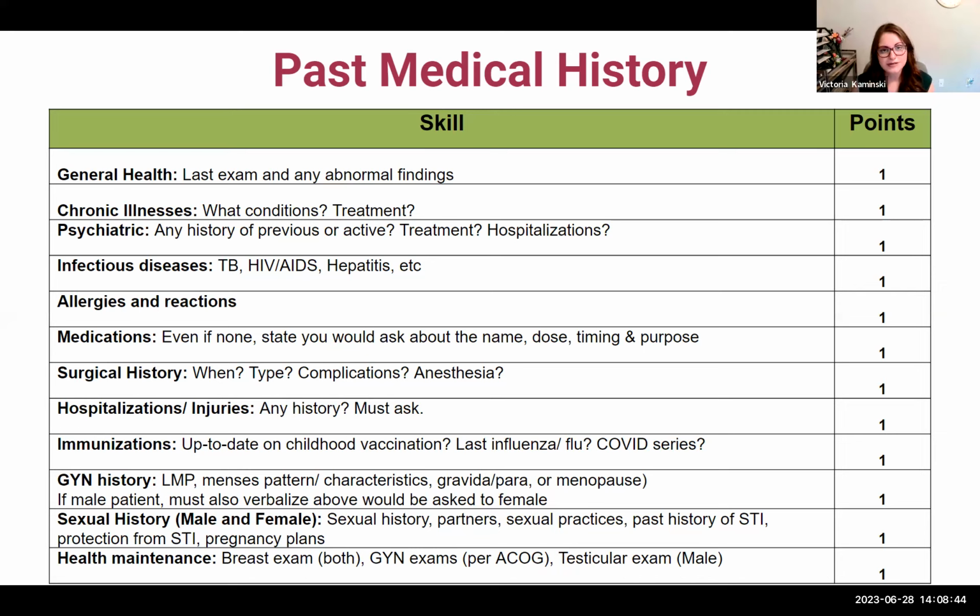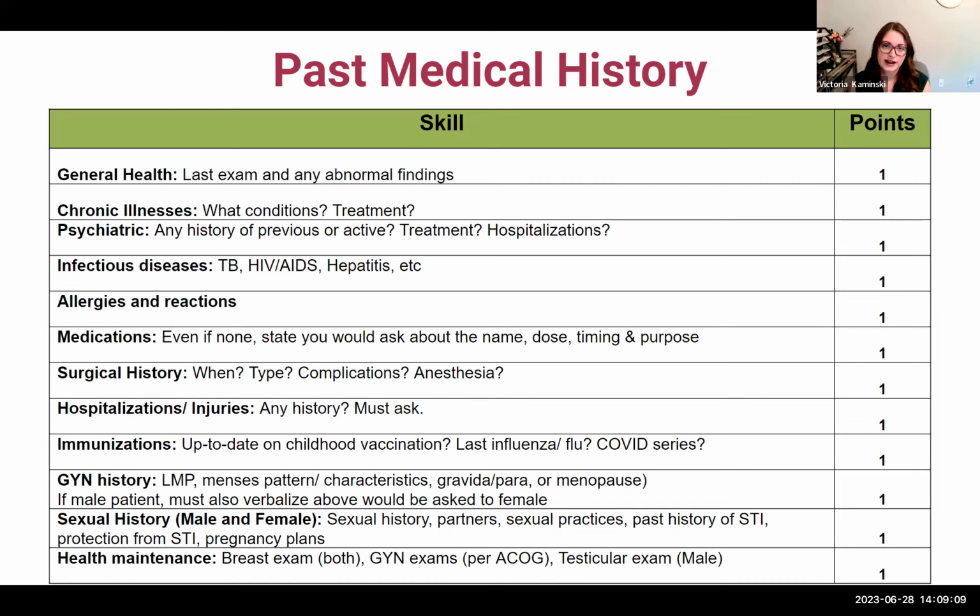Immunizations, asking if they're up to date on their childhood immunizations, their last flu vaccination, as well as their COVID series. Gynecologic history, even if you have a male, you're going to then turn to the camera again and say, if my patient was a female, I would ask them regarding the factors of their gynecologic history, such as their last menstrual period, patterns and characteristics regarding it, about their pregnancy history, complications.